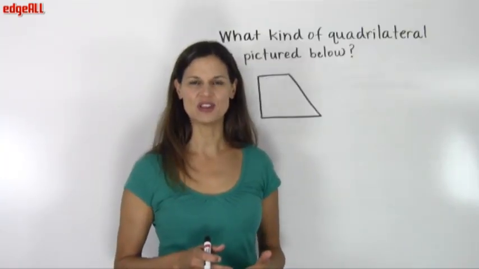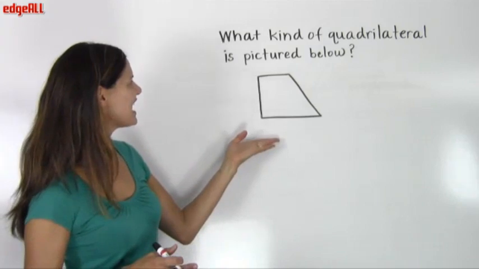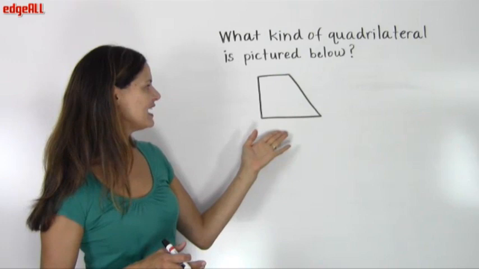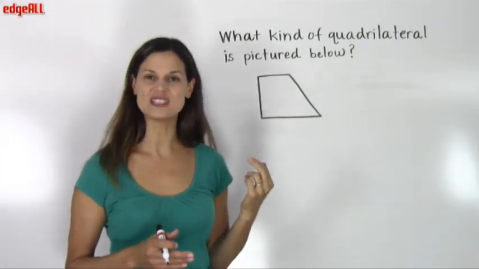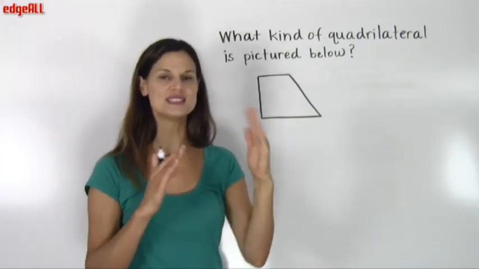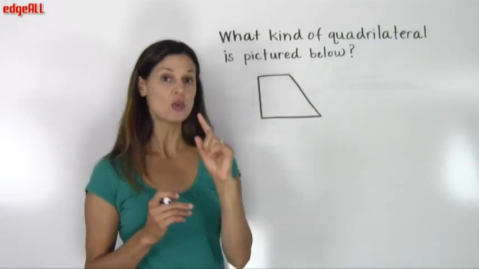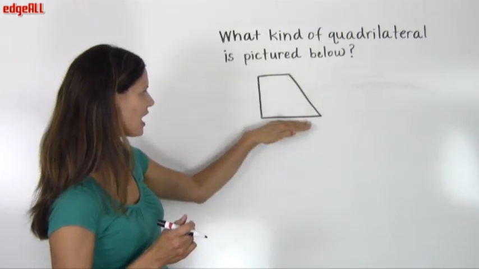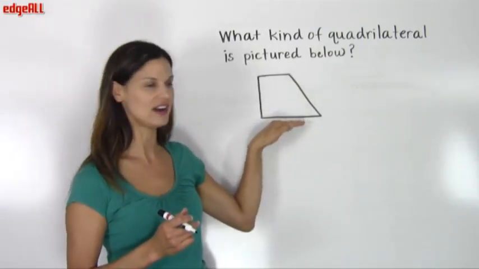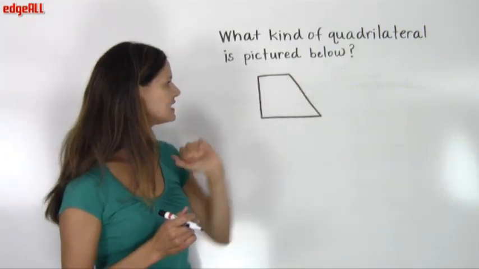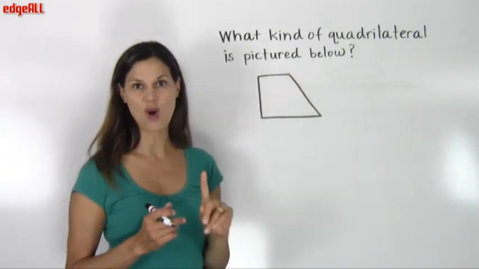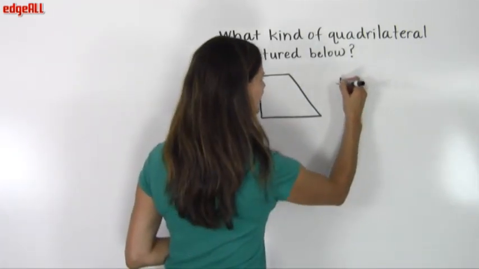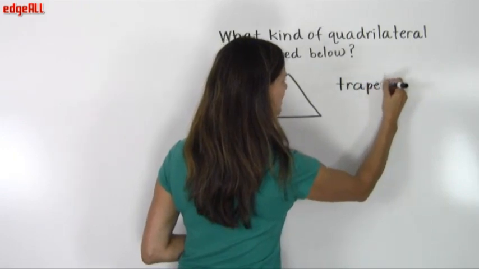Let's look at an example using quadrilaterals. Our question asks us, what kind of quadrilateral is pictured below? Now we can see right away that in this shape we don't have two sets of parallel sides. We have one set of parallel sides. I can see that these two opposite sides are parallel to one another. However, these two are not. And so, since we have just one set of parallel sides, we know that what we have here in this figure is a trapezoid.